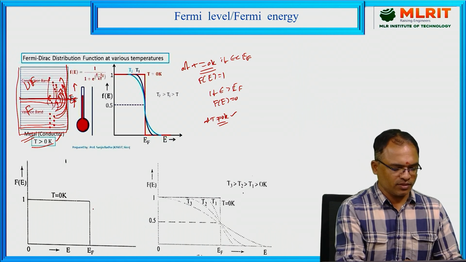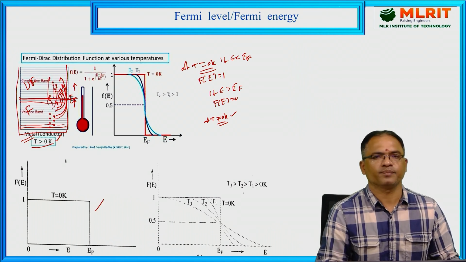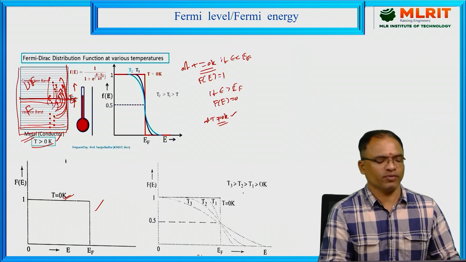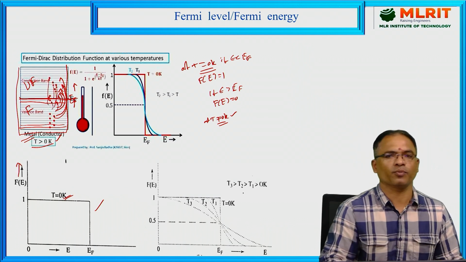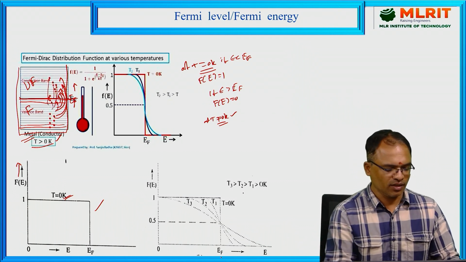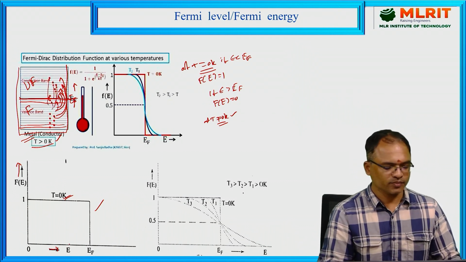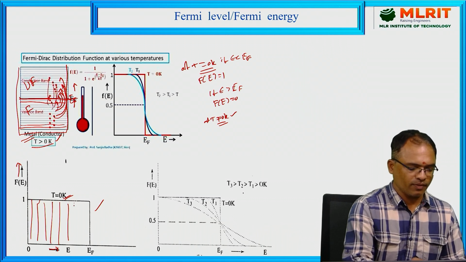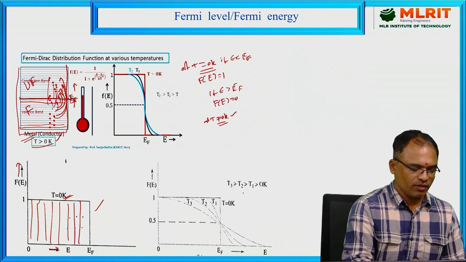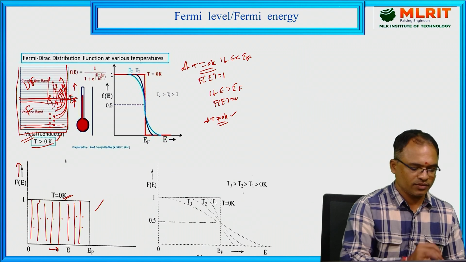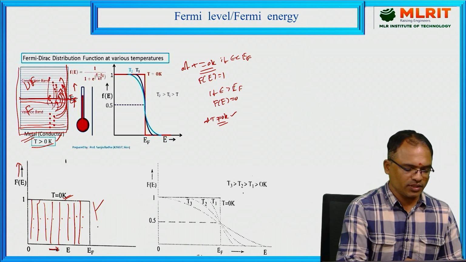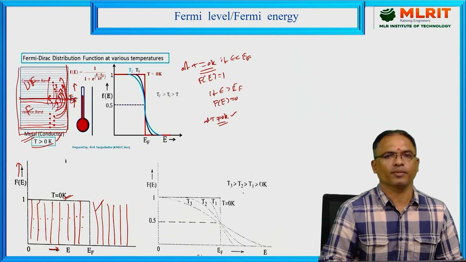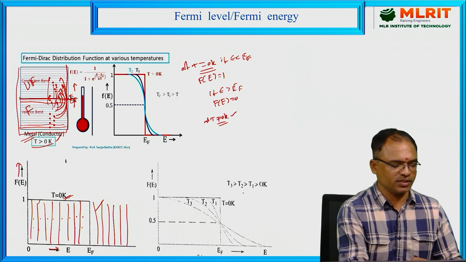So this is the plot which we have drawn at T equal to 0 Kelvin. The graph is drawn by taking f of E, the probability of occupation of an electron in an energy level, on the y axis, and energy on the x axis. In that case, what happens? All electrons below the Fermi level are occupied, so this is the Fermi level, and all these energy levels are occupied with electrons. All energy levels having energy greater than the Fermi level are unoccupied or empty. That is the case at T equal to 0 Kelvin.